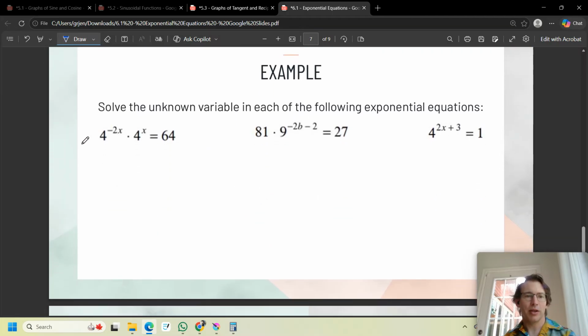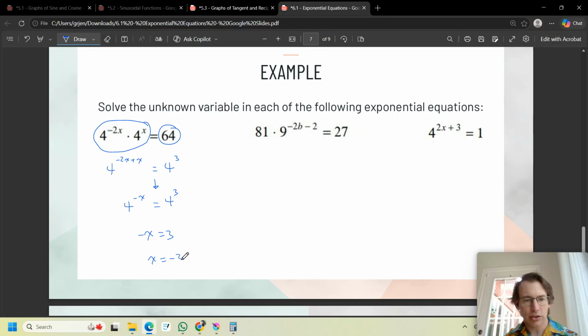If we have over here 4 to the minus 2x times 4 to the x is equal to 64, I can rewrite this whole thing as a single exponential: 4 to the minus 2x plus x. And then I can rewrite the right side as 4 to the 3. Would you look at that? Then I can do this on both sides. The left is 4 to the negative 2x plus x, which is just minus x, equal to 4 to the 3. Well, that tells me that minus x equals 3, and x equals minus 3.